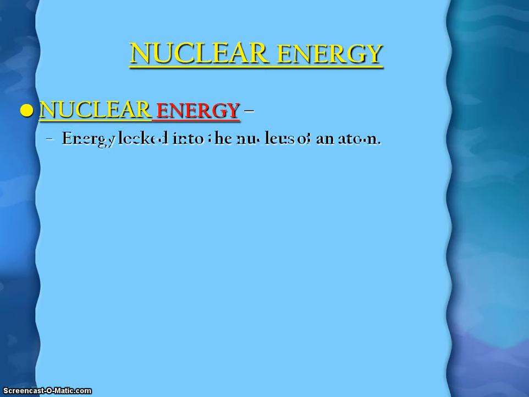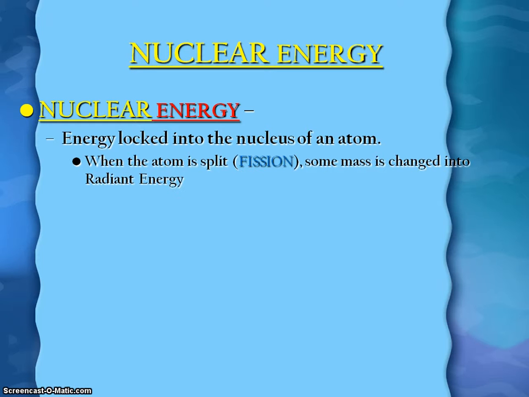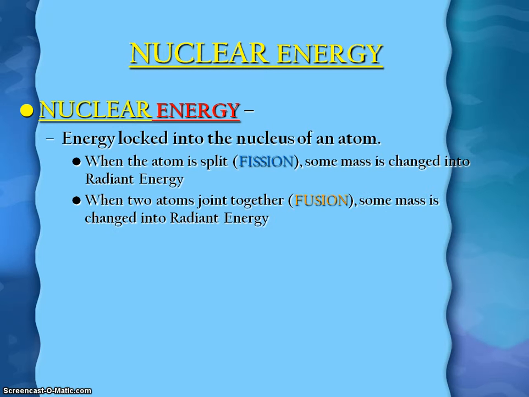Nuclear energy. Nuclear energy is looking at the nucleus of an atom and the energy stored in the nucleus of an atom. If we can split the nucleus of an atom apart and release energy that way, that's going to be fission. If we can take two nuclei of two different atoms and fuse them together, that is going to also release energy, and that's going to be fusion.